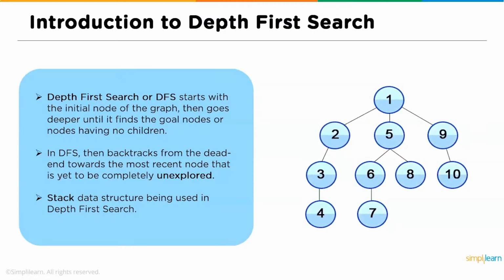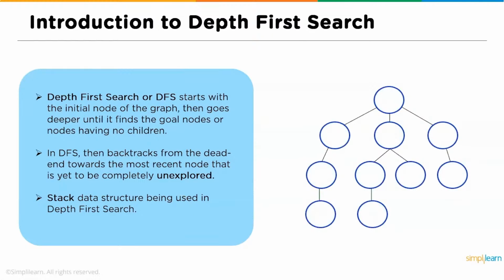So DFS starts with the initial node of the graph, then goes deeper until it finds the goal node or the leaf nodes, or the nodes that have no children. That is the end part. Here you can see 4 and 7 are the leaf nodes. So the depth first search algorithm runs till the end of all the nodes. That is 8, 10. All these are the leaf nodes or the last goal nodes.